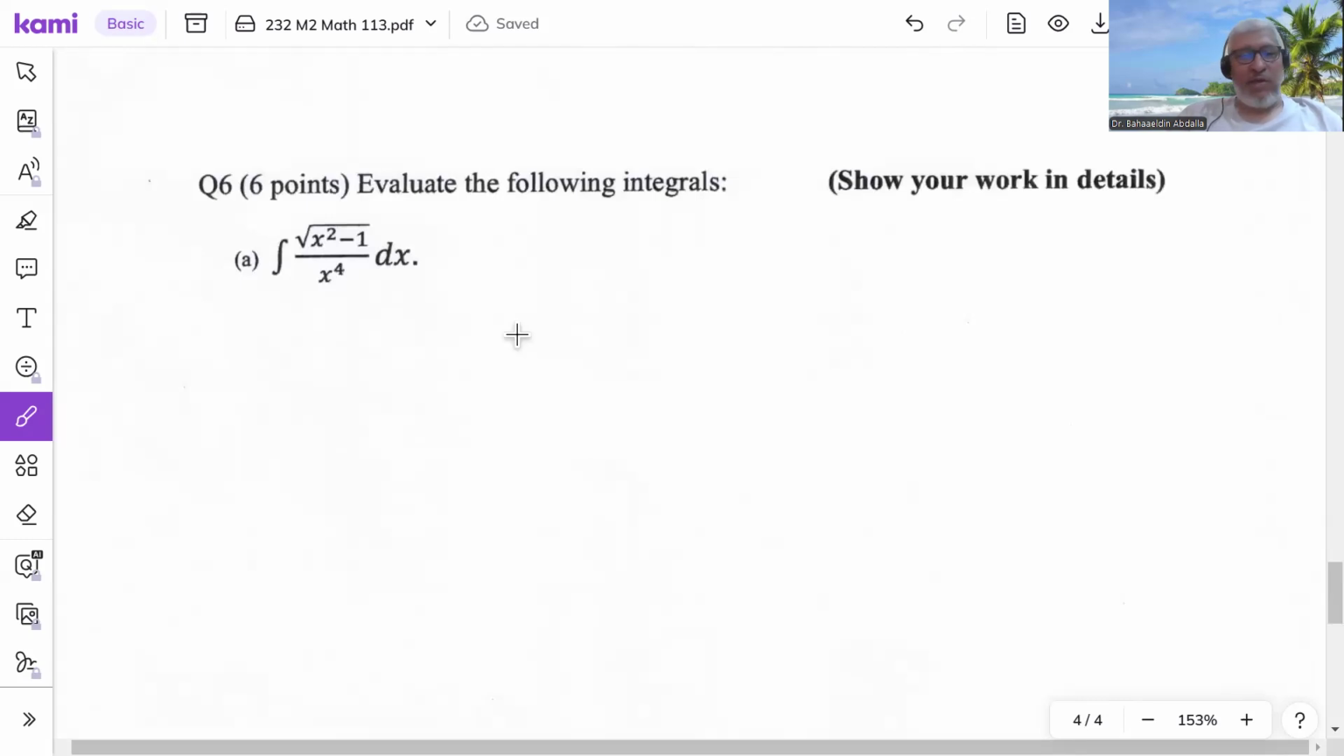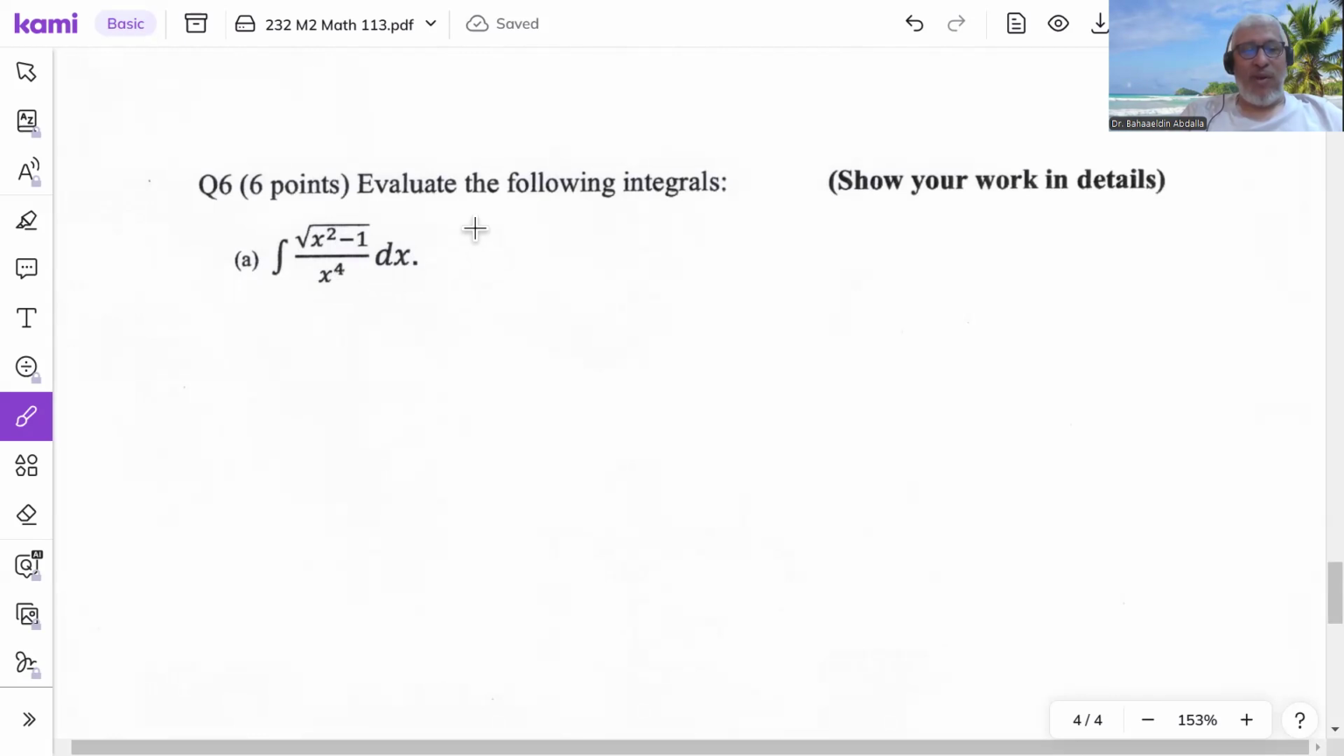Evaluate the following integrals. Well, I can't use substitution here because for x squared minus 1, the derivative is 2x. I have x to the power 4 below, so usual substitution doesn't work. But trigonometric substitution works here because I have this root, the square root of x squared minus 1. We have 3 roots we can use trigonometric substitution with.